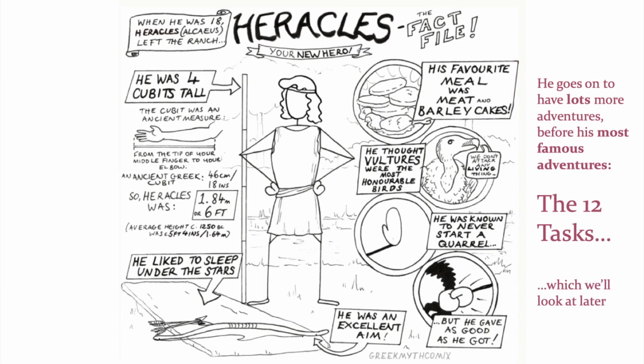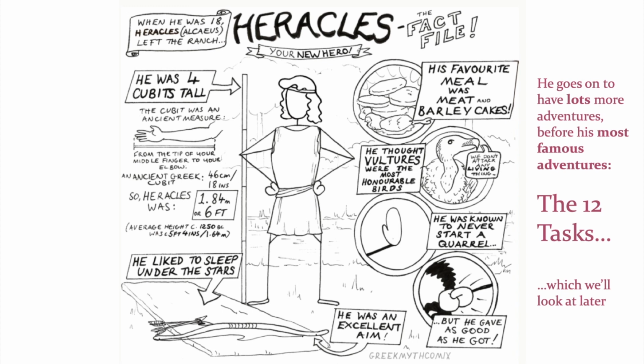Finally, when he was 18, Heracles, now known more probably as Heracles than Alcaeus, left the ranch. So apparently he was 4 cubits tall, and the ancient cubit was a measure from the tip of your middle finger to your elbow. And so an ancient Greek cubit, you can imagine it probably changed with each person, but it was roughly 46 centimetres or 18 inches. So Heracles is calculated to be about 1.84 metres tall or 6 foot. And given that the average height around the time when he's meant to live, let's say around 1250 BCE, was about 5'4" or 1.64 metres, he was a big un.